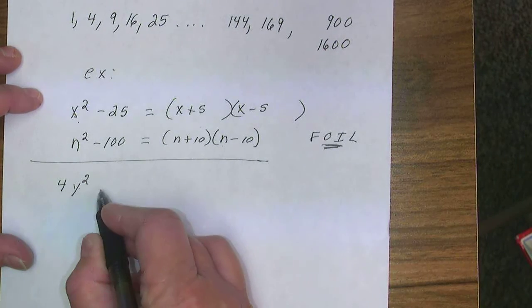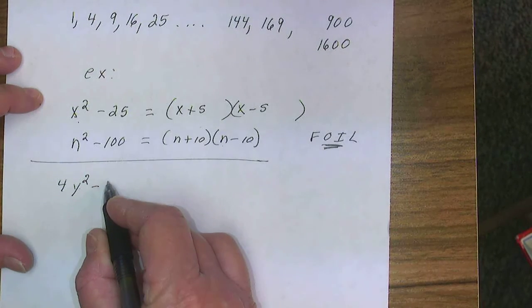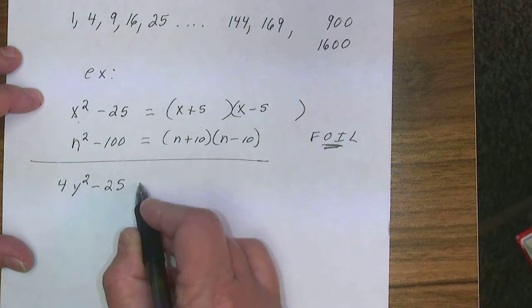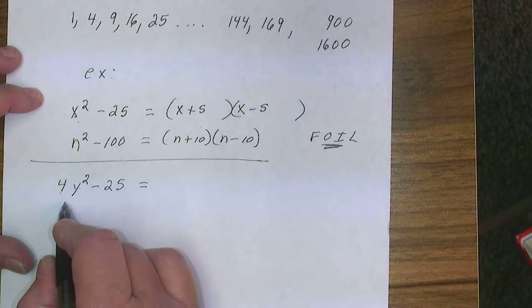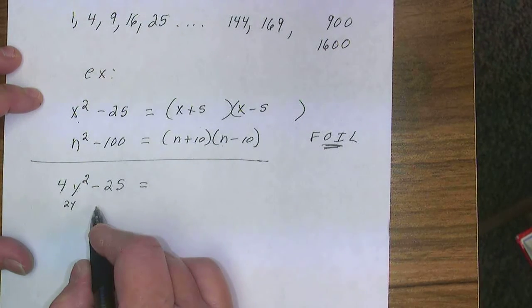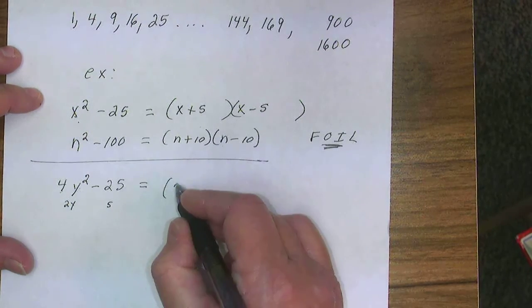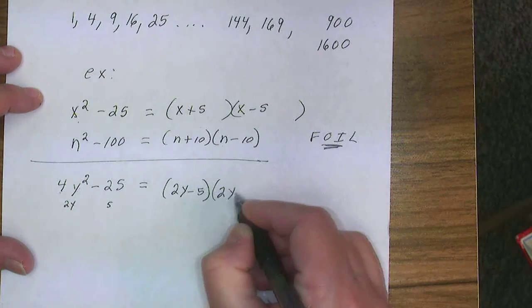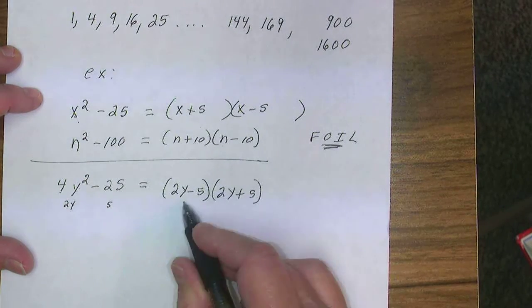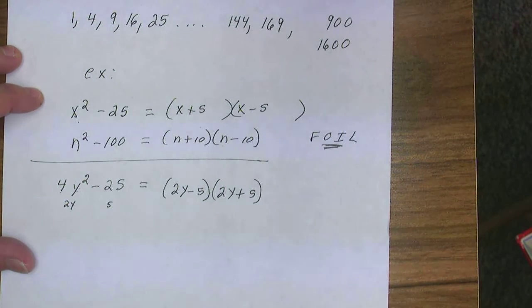4y squared minus 25. Recognize the 4 is a square, the y is a square. The square root of that is 2y. The square root of that is 5. So it breaks into 2y minus 5. We'll put the minus first. 2y plus 5. And again, the order does not matter. 2y plus or 2y minus first.